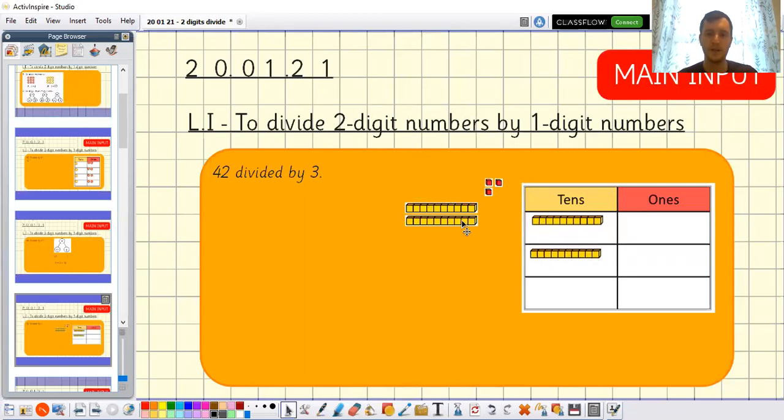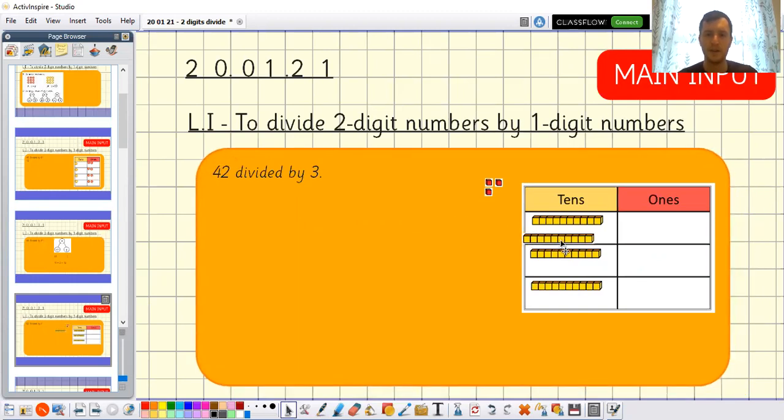1 ten there, 1 ten there, 1 ten there. Oh, I've got a spare ten and I can't put it in this group because it won't be equal. I can't put it in this group because it won't be equal. I can't put it in this group because it won't be equal. What do I do with that spare ten? Does anyone know what I could do with it? How could we use that ten to help us?